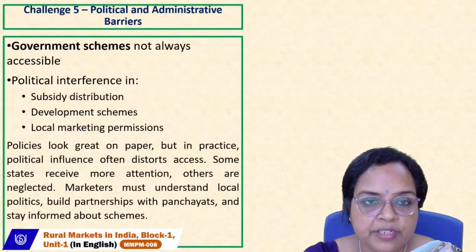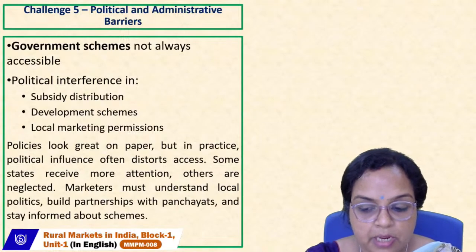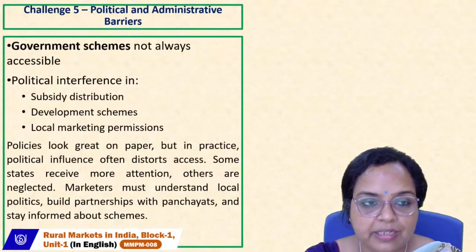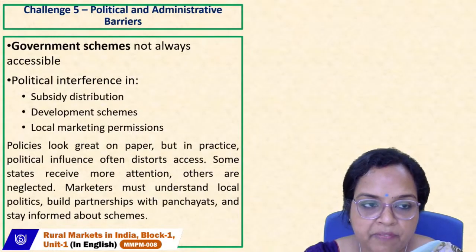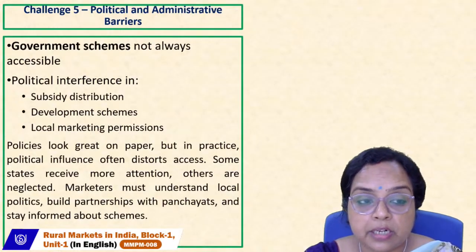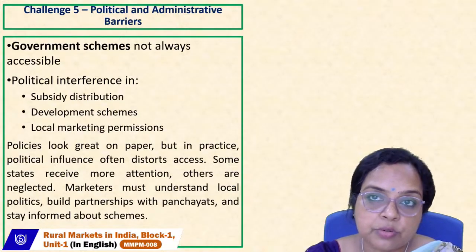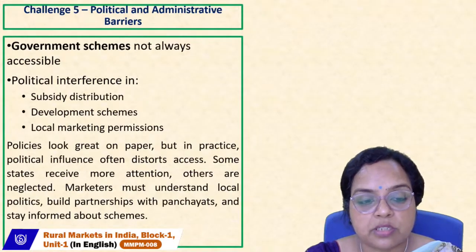Challenge 5 is political and administrative barriers. Government schemes are always not accessible, even if the scheme is available. But if you come down to the real practice, it is not that easy to take the benefit of government schemes. Political interference is huge in terms of subsidy distribution, development schemes, local marketing permission. So the marketer has to take these things into consideration.